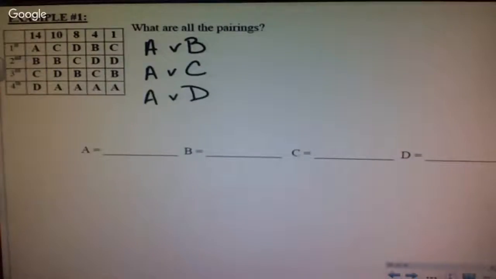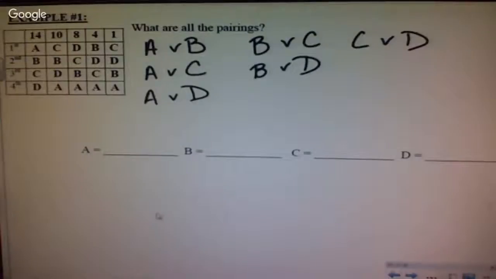We need to do the same for B. Okay? We don't have to go back and verse A. We've already done that. So we just move forward. So B has to play C, and they have to play D. And then finally, C has to play D, because they've already played B and they've already played A. Okay. Now, we have to do each one of these comparisons individually. That's what takes the longest.